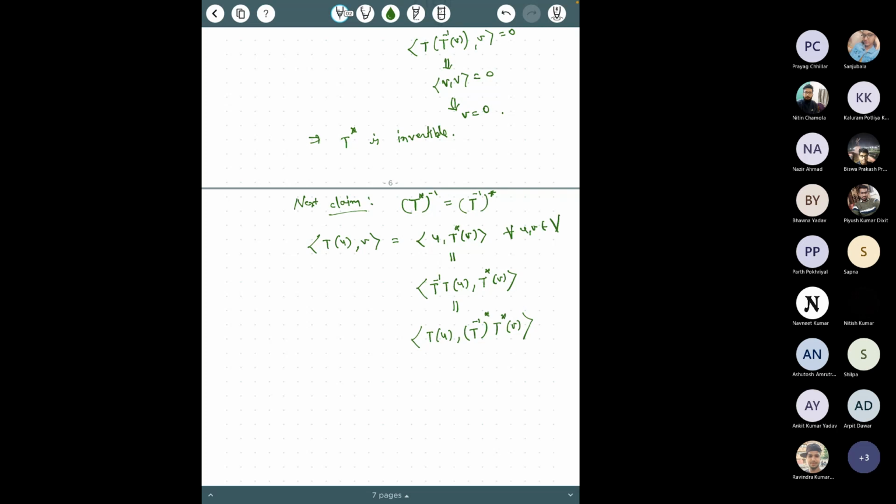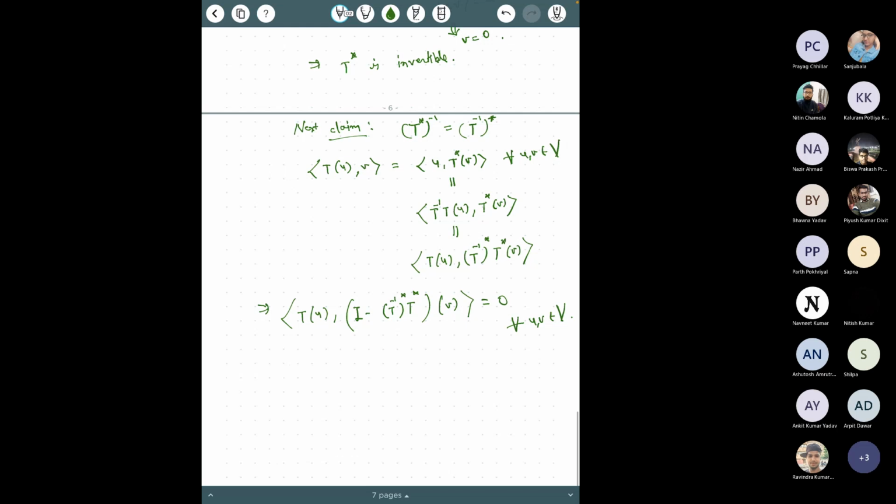Whatever I just wrote here is true for all vectors u and v. So that means I can say that ⟨T of u, I minus T inverse star T star v⟩ equals 0 for all u, v in V. Right? I just took both the terms to one side and then wrote this. Is it okay? But then this is true for all u and v. So what can we say from here?